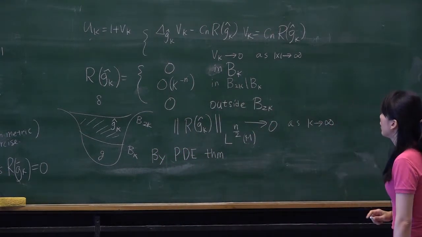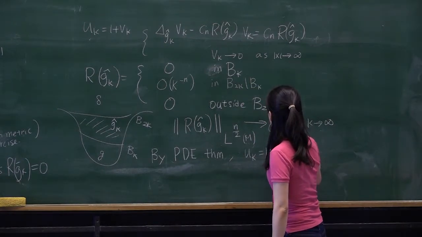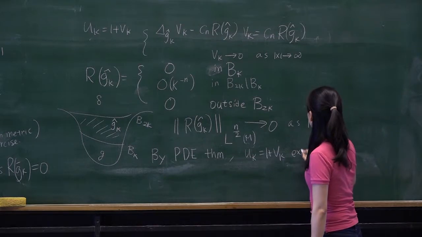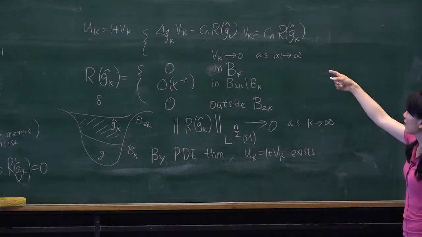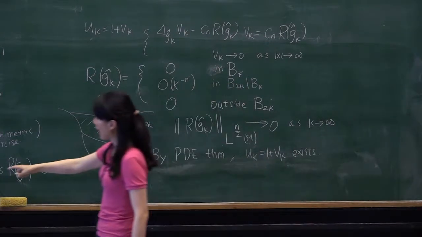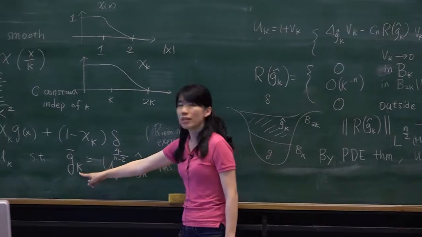So by the PDE theorem, u_K exists, and you are able to solve the PDE, which means you can find this conformal factor to make the conformal metric scalar flat.